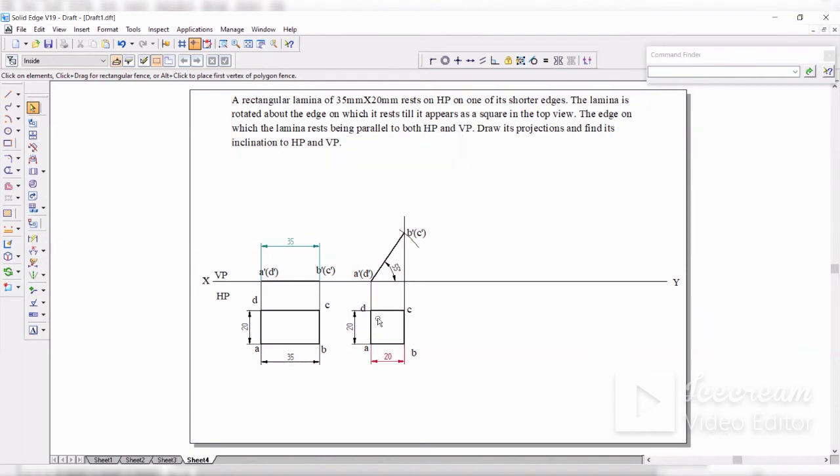Same as the previous problem, AD is parallel to HP now. I should make it parallel to VP. How to do it? Rotate. So take the rotate option now. Select this. I need a copy, right? So take like this. Place it some sufficient distance away. Now take rotate. Select this. You want to rotate like this. If it's too far for you, you can move it a little bit closer.